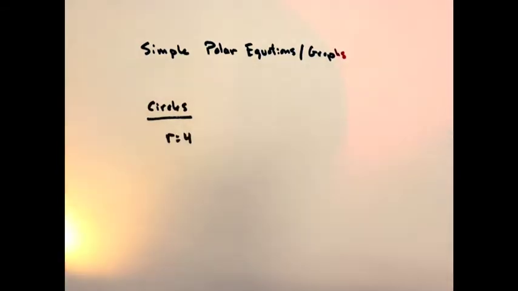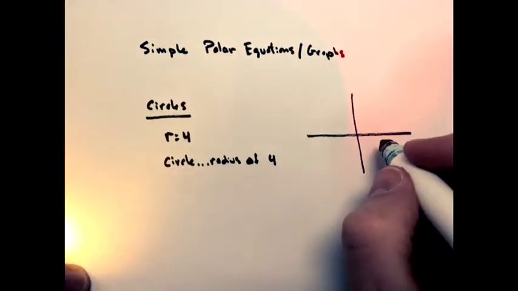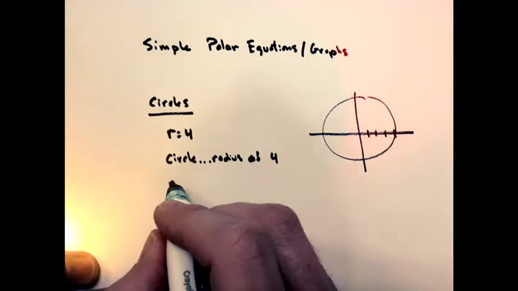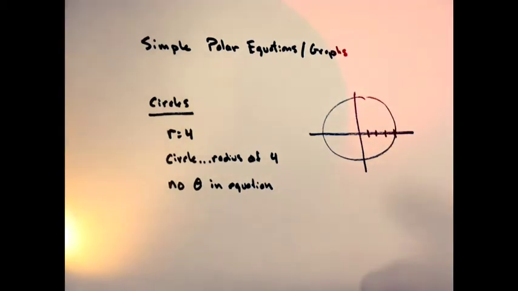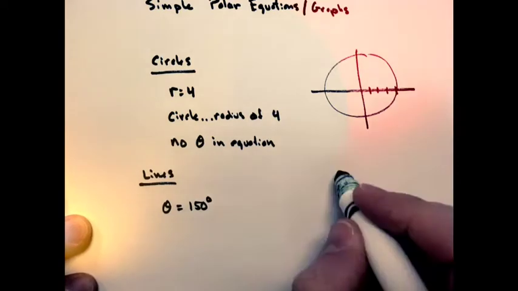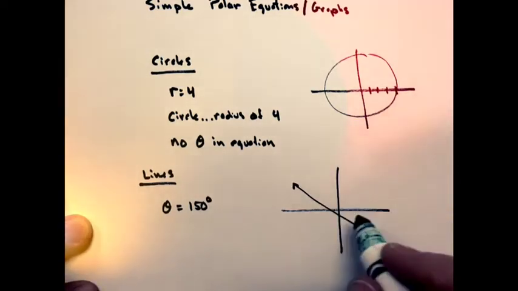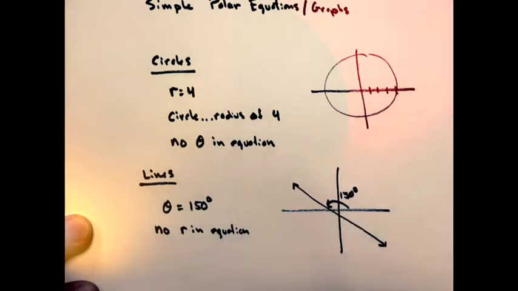Simple polar equations, those would entail circles. So if I just give you a radius, all you have is a circle to work with. There'd be no theta in your answer. If I give you just a theta, like theta equals 30 degrees or 150 degrees, it's just a line.